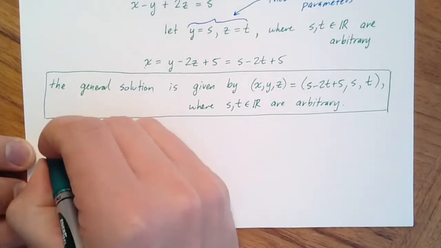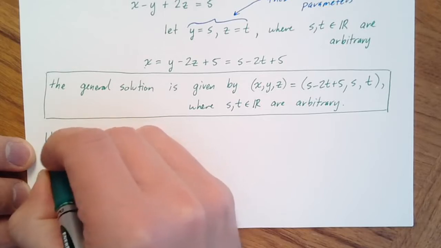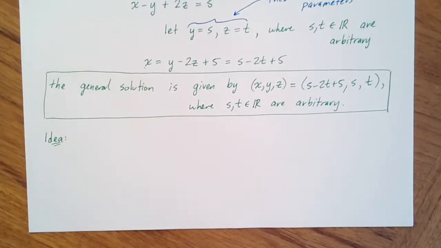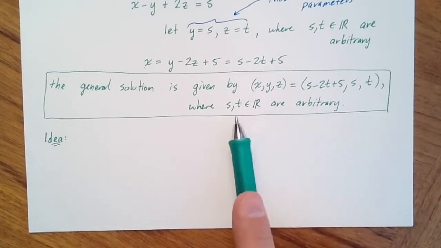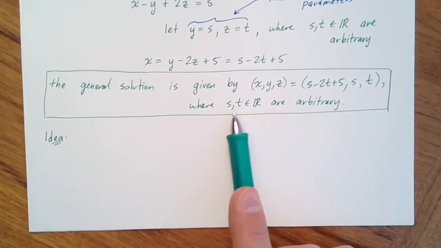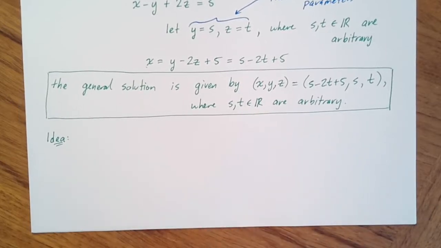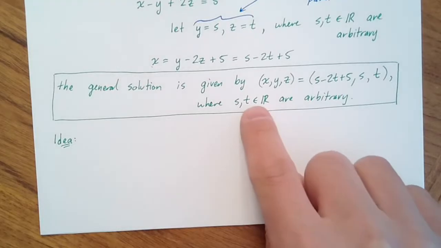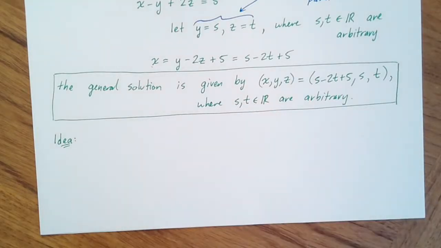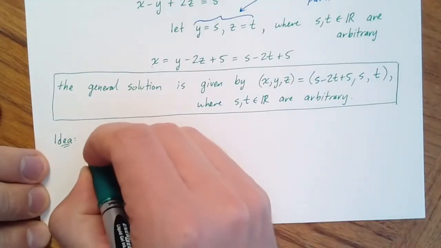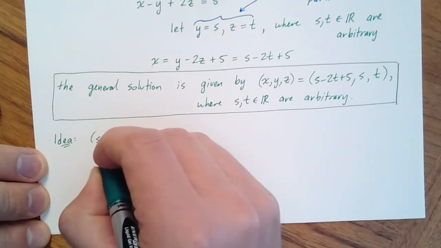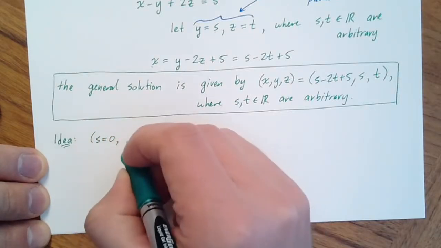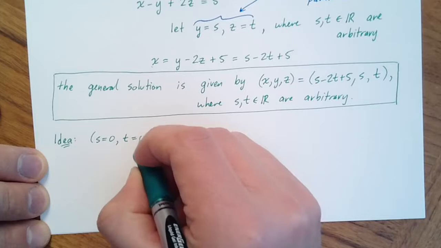So here's the idea behind parameterizing a system like this. What if I decided to pick values for my parameters s and t? Because that's how you should think of parameters. They're little placeholders that can accept any value to plug into these formulas here. So it can be any real numbers at all. So let's try a simple case. Let's take s equal to 0 and t equal to 0.